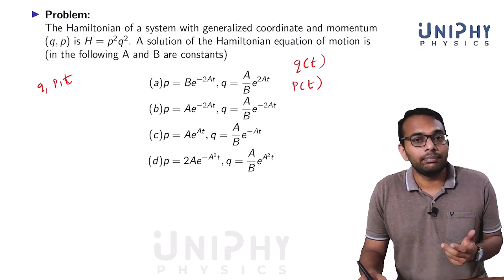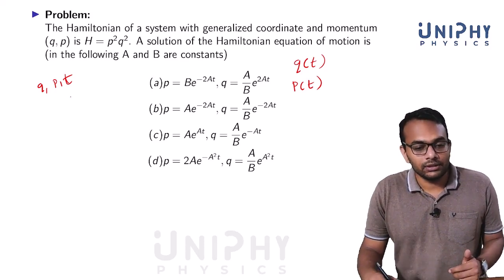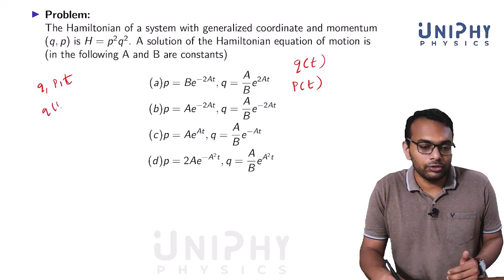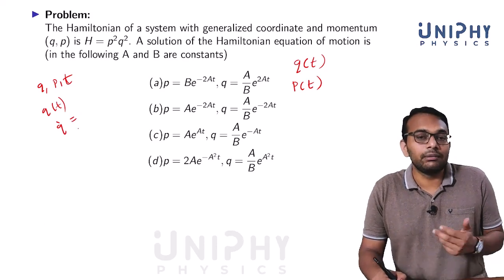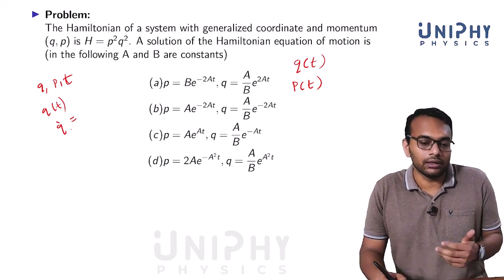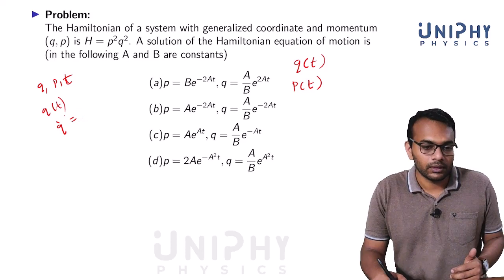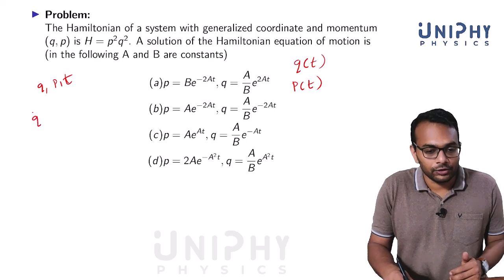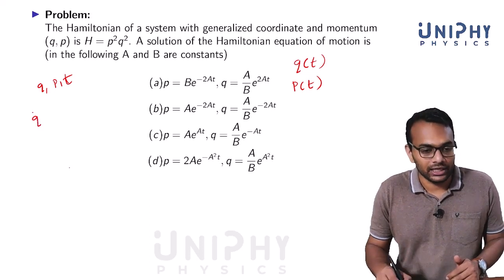Depending on the situation, you may have to eliminate one of these. For example, in order to find q of t, you need an equation for q dot which depends only on q, or only on q and t. I'll explain this in more detail, but the thing is that we can find q dot from the Hamilton's equation, and we can find p dot.